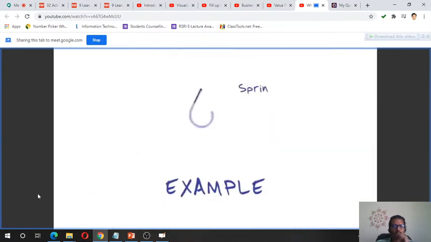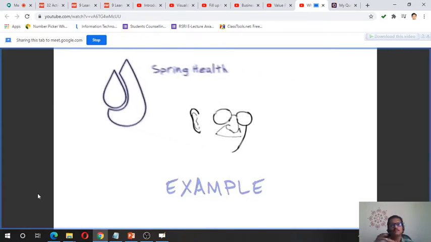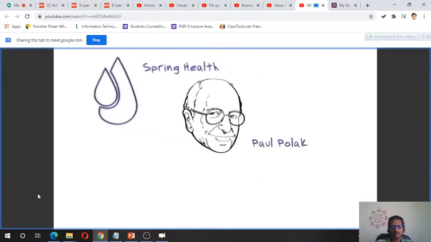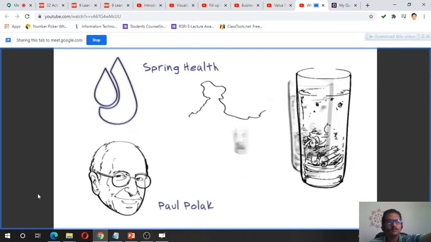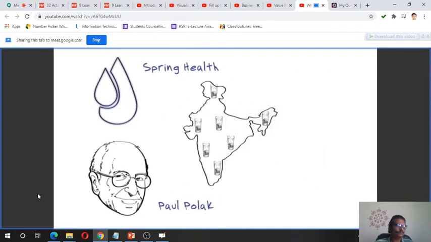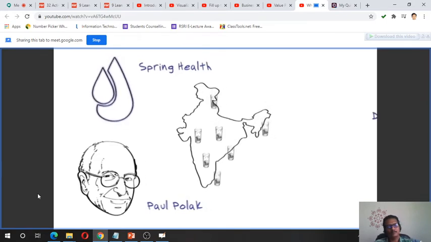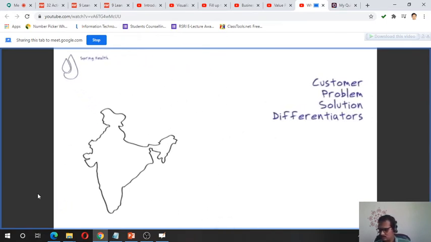Let's look at an example. Spring Health is a company founded by well-known social entrepreneur and thought leader Paul Polak. He saw an opportunity to improve the health of families while significantly lowering the cost of drinking water in smaller villages in India. Let's look at the 4 elements of Spring Health's value proposition.